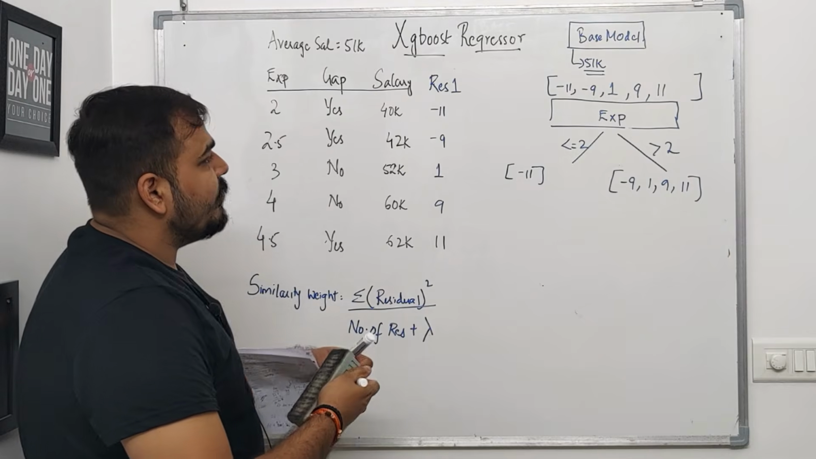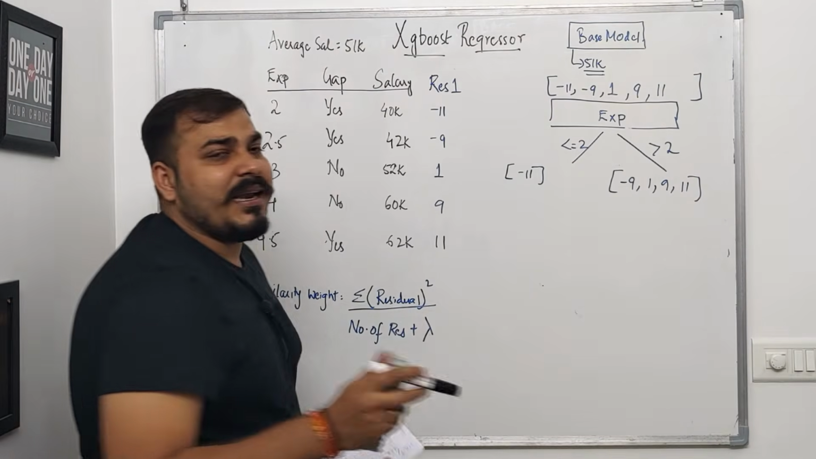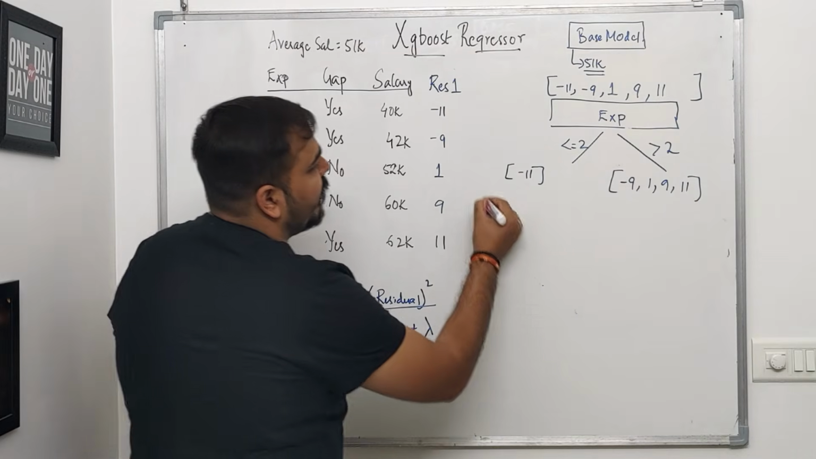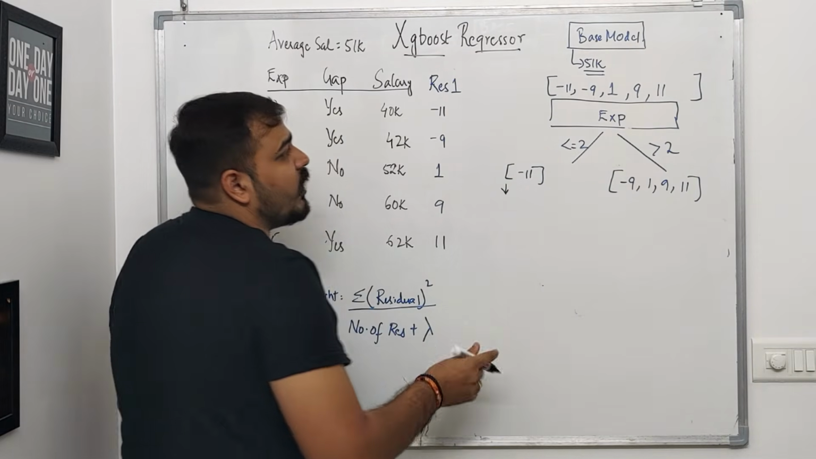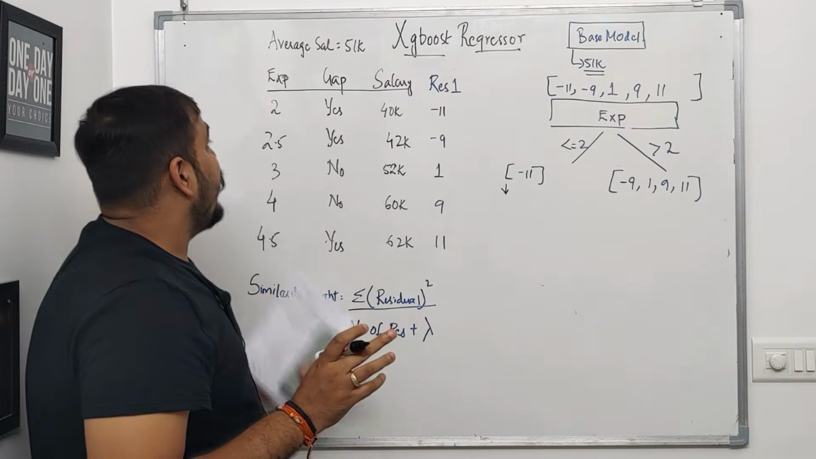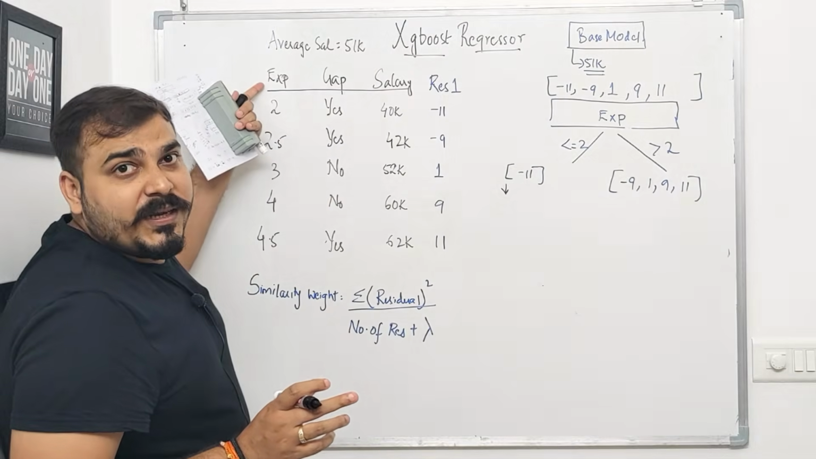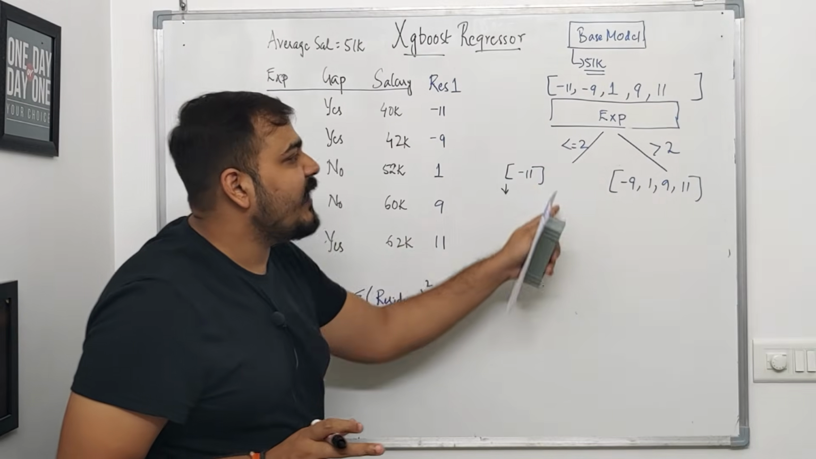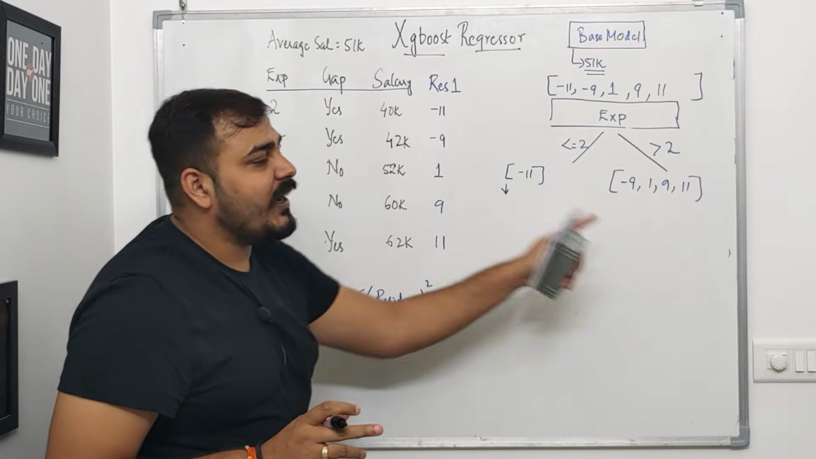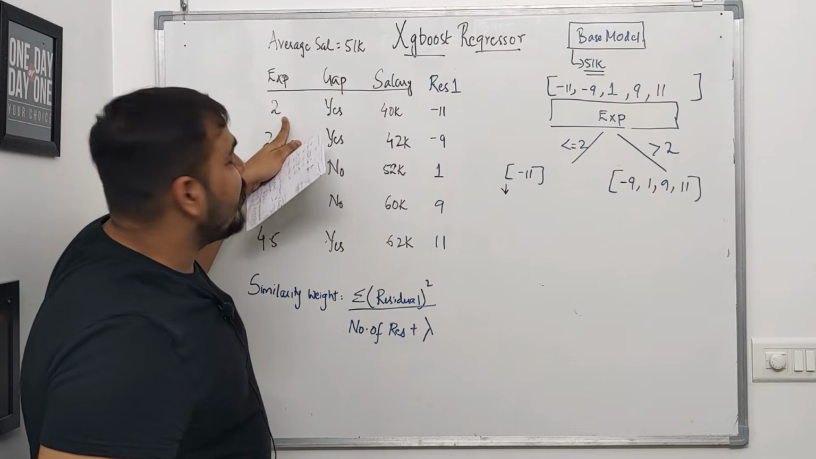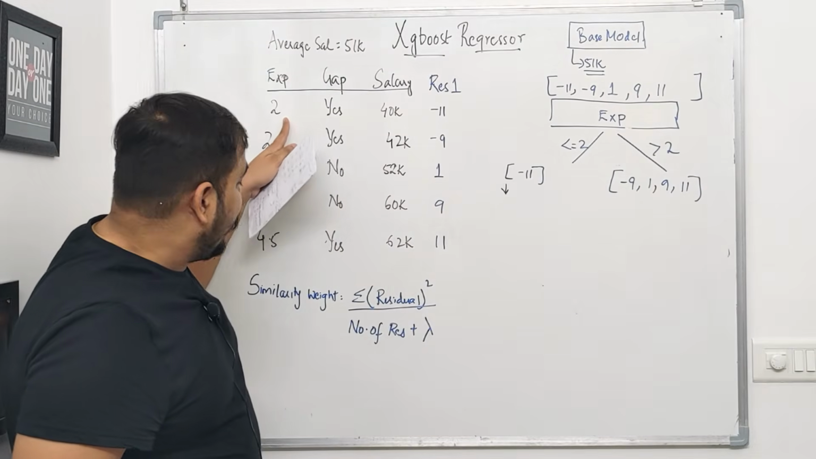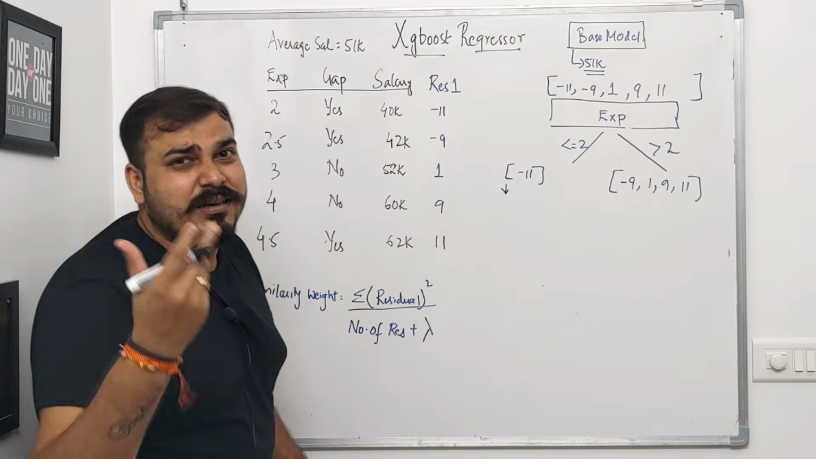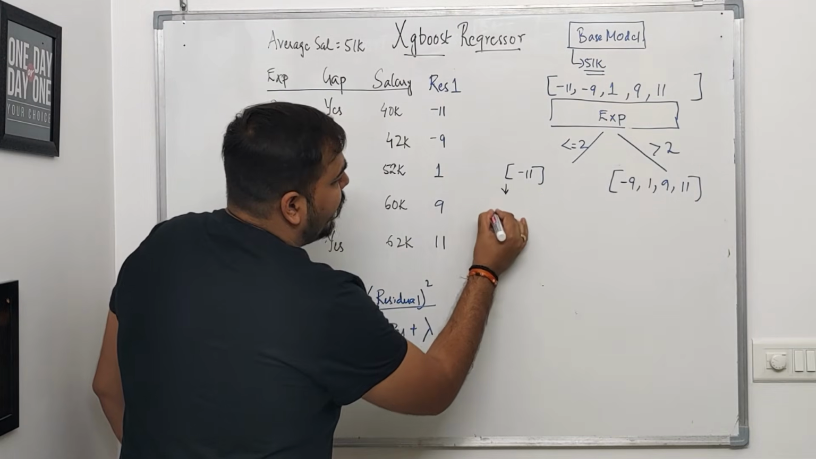So let me go ahead and start computing the similarity weight. In XGBoost regressor also we calculate the similarity weight. Suppose for this we calculate the similarity weight, because I need to understand, if I am taking experience as my root node, how do I have to split? Right now I have just taken the first record on the left hand side and the remaining, greater than 2, on the right hand side. Whether this is the best record to split, for that we will calculate the similarity weight. After that we will calculate the information gain, or simply gain.